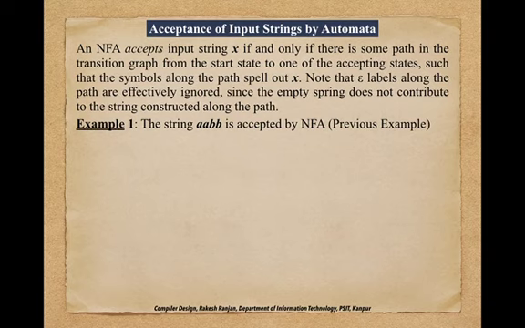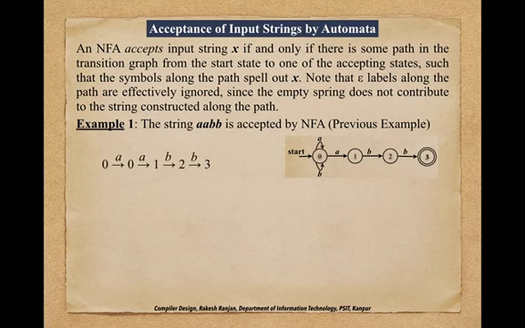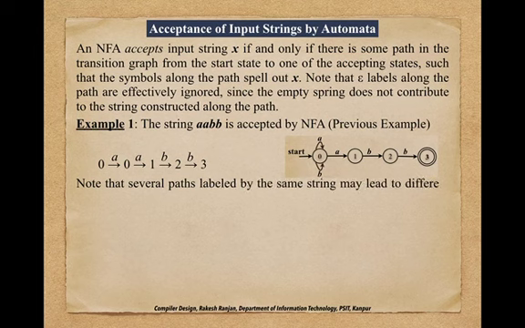So let us discuss whether the string AABB is accepted by the NFA in the previous example or not. What we can do is move like this: AABB. If we are at the start state 0, then 1, 2, and then 3. So 3 is the final state, so it is accepted.